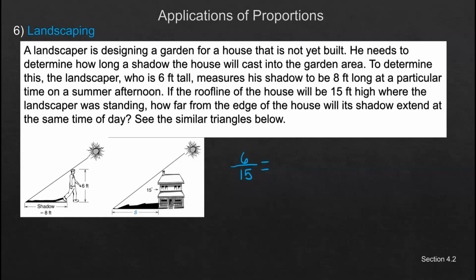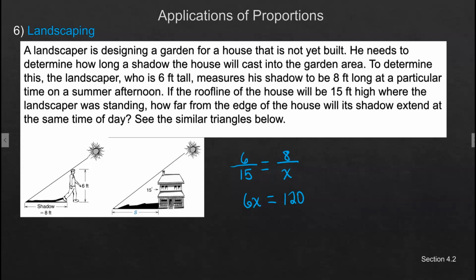And of course the shadow length is also in feet, but that's okay, but we're talking about the height of the person in the house versus their shadow. And so the landscaper's shadow is 8 feet, and that tells us then that our height or shadow length for the house is going to be our x. We then cross multiply, so we're going to take 6 times x. And that's equal to 8 times 15, which is 120.